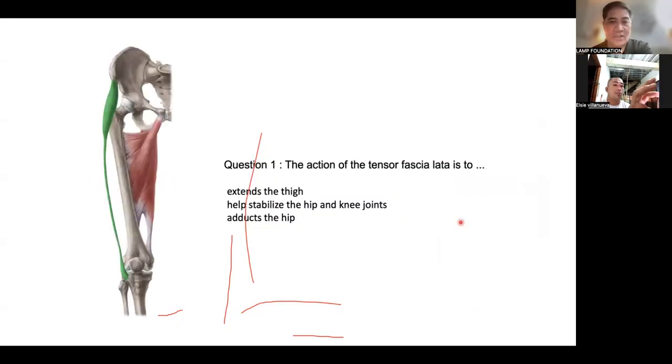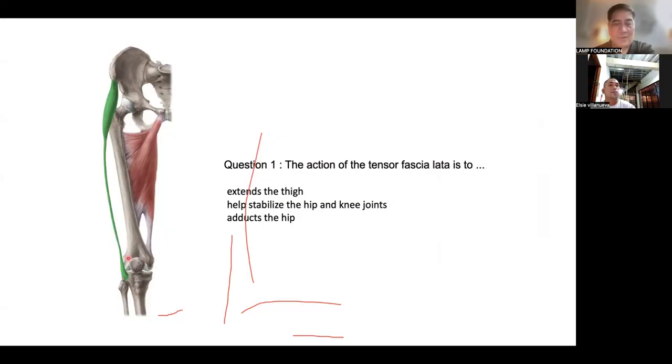Now let's go to actions. Action of tensor fascia lata is to help stabilize the hip and knee joints. Nakikita nyo dito, this is the knee joint. This is the hip joint. So take care of your tensor fascia lata. Kasi pag nasikat mo yan, mahirapan ka na.